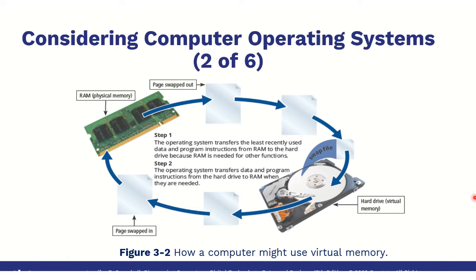It shows RAM, physical memory, on the left here, and the hard drive on the right. Two files from RAM are swapped out to the hard drive. The swap file is temporarily stored on the hard drive. Two files from the hard drive are swapped into the RAM. So it's pretty simple, right? Pictorially, it's pretty simple.